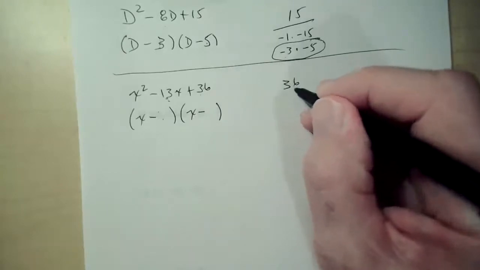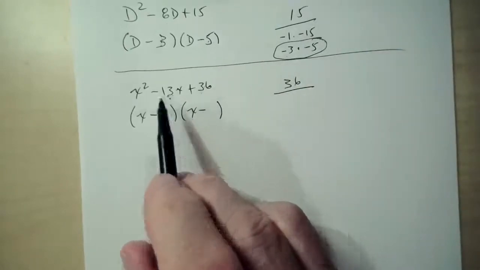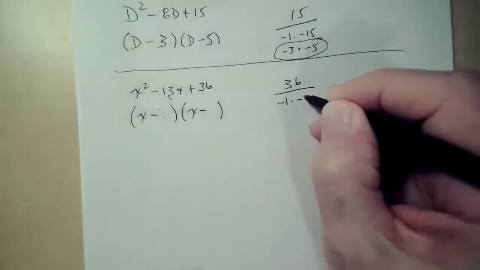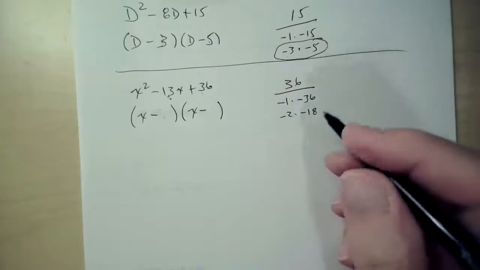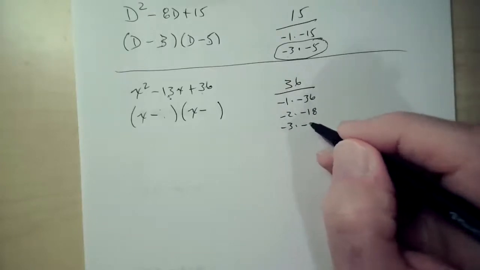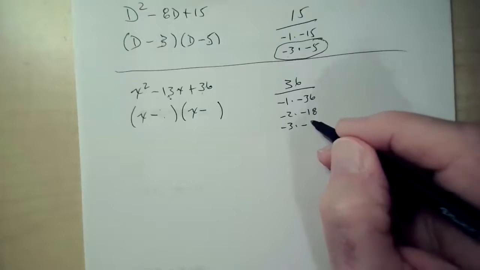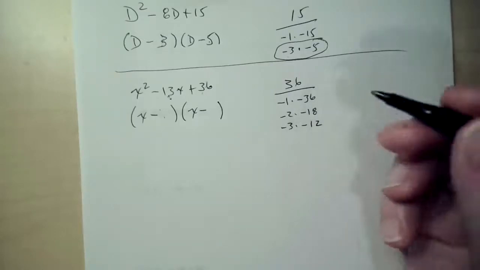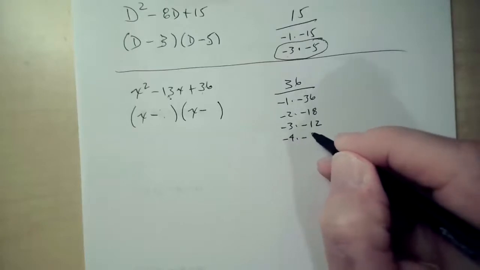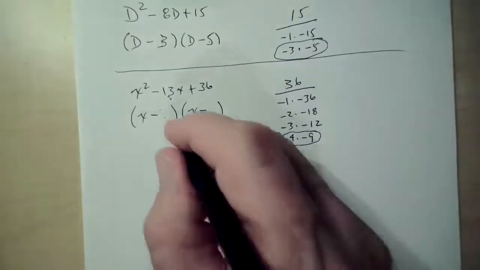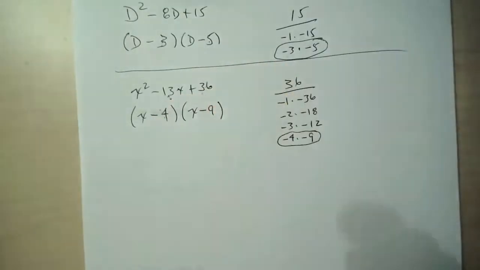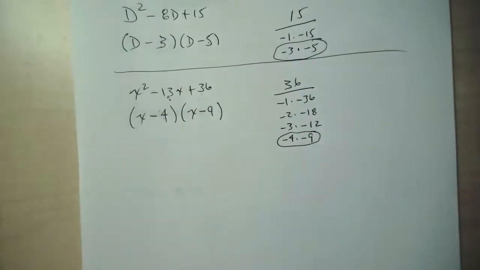They're both going to be negative, right? Because a negative times a negative will give us a positive. Now we want the factors of 36 that combine together to give us -13. So we have -1 times -36, no. -2 times -18, no. -3 times -12, no. -4 times -9. There it is. 4 and 9.